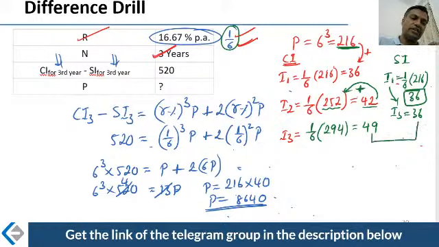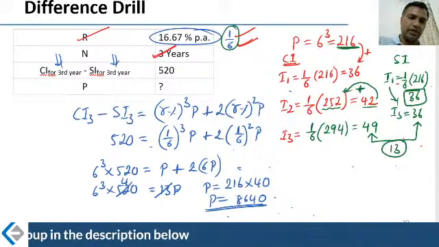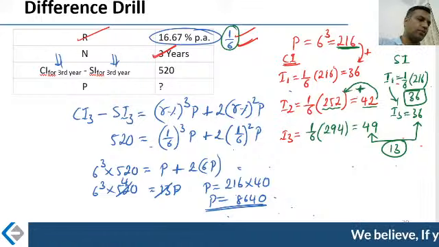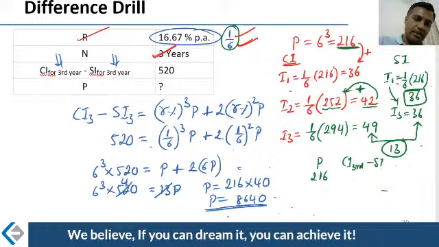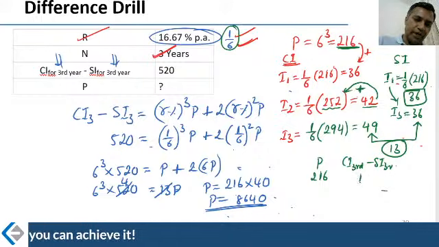Now look at the difference. What is the difference between the compound interest and the simple interest for the third year? That is nothing but 13 rupees. That's a prototype, friends. When the principal is 216, compound interest for the third year minus simple interest for the third year is going to be 13 rupees.